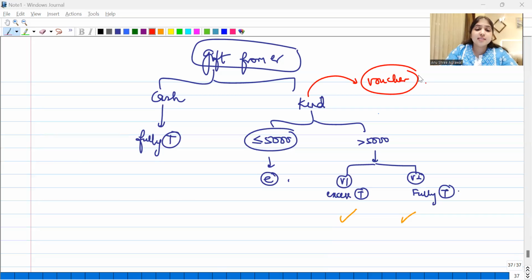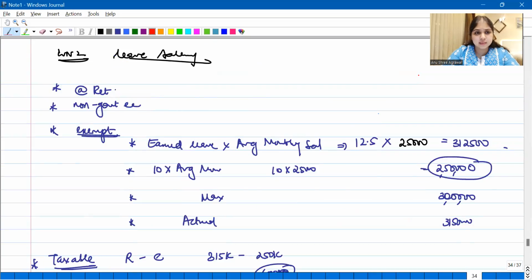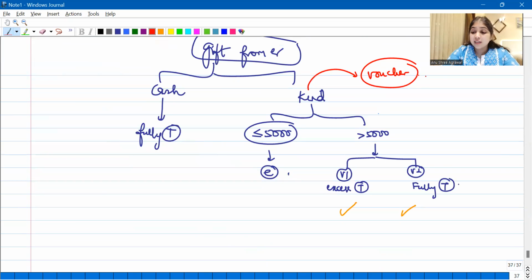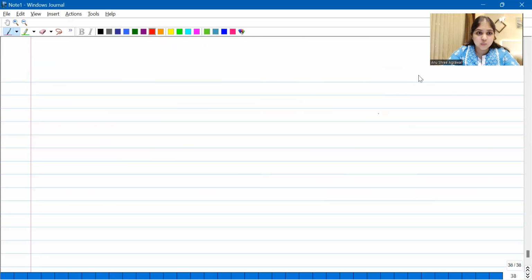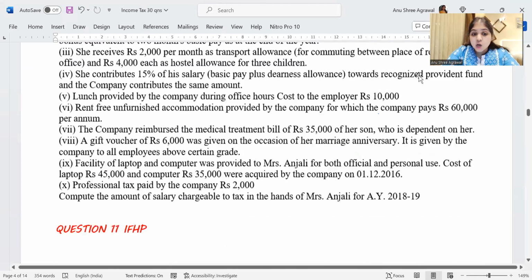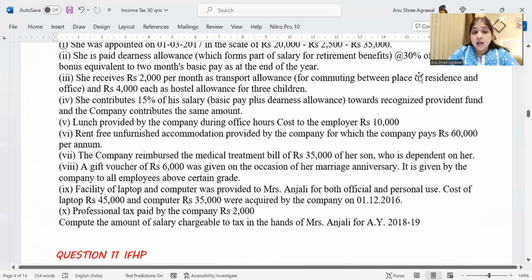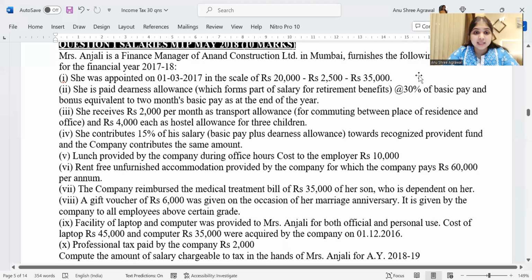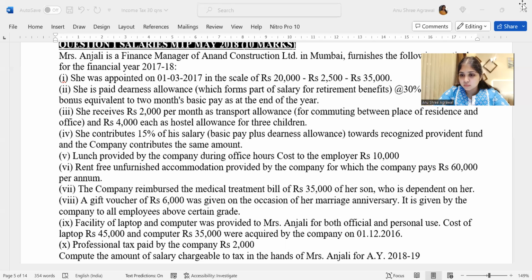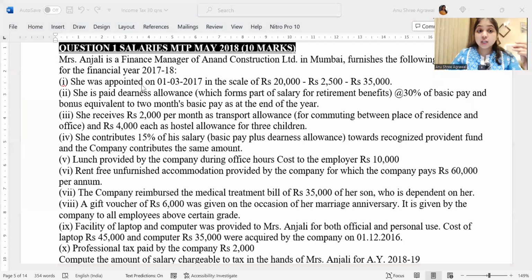Okay, guys. So this is it about question number 9. All right, clear with this? Can I proceed to the next question? Your next question is question number 10. Question number 10 is going to be our last question from the salaries discussion. So come on, you guys, let's go to question number 10.